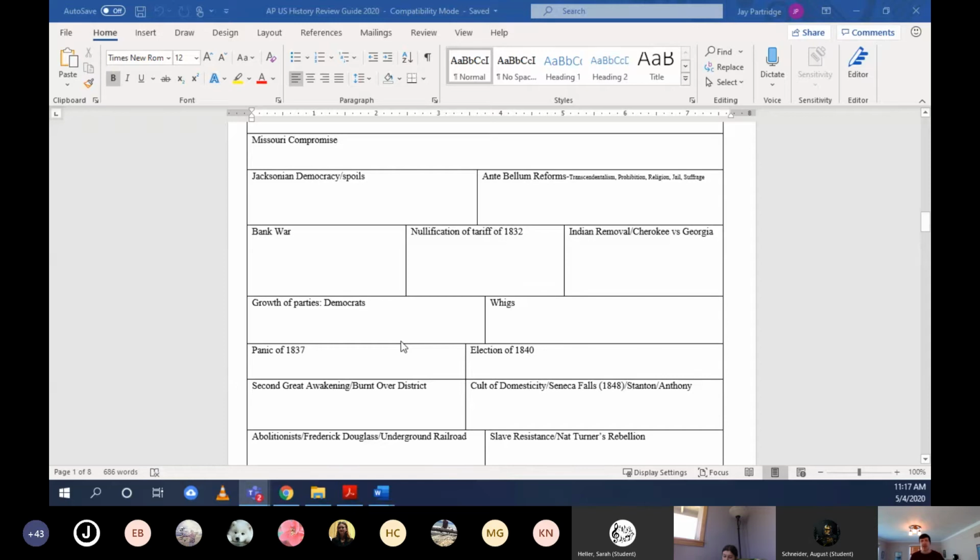And so the growth of parties, this is the second party structure that came about. In the 1790s, we had the Republicans, you'll see them in the book as Democratic Republicans, but they called themselves Republicans, and Federalists. So this is the second one, after the era of good feelings, the Democrats and the Whigs.